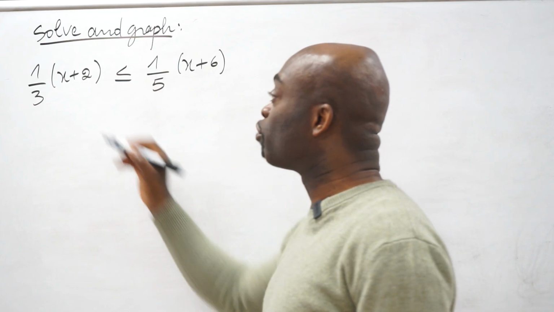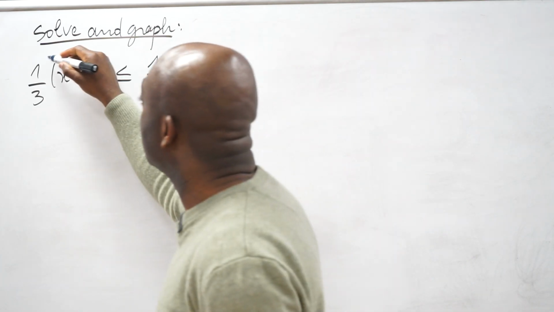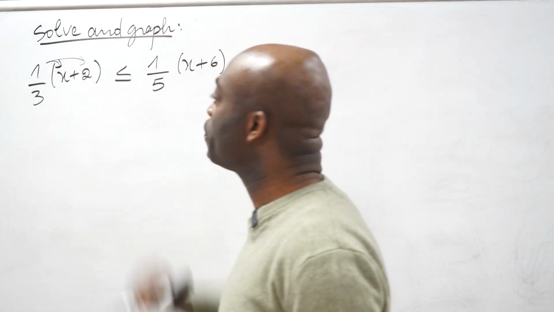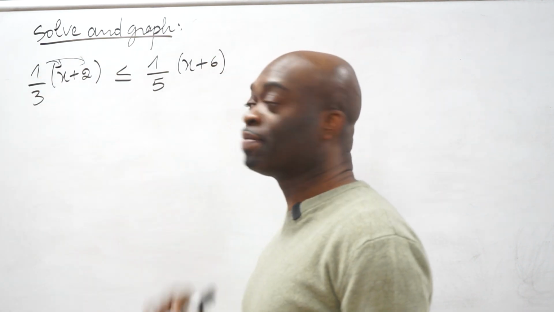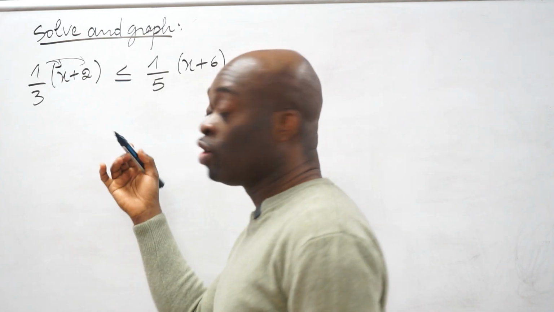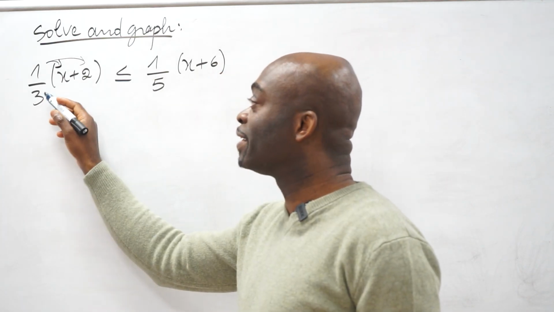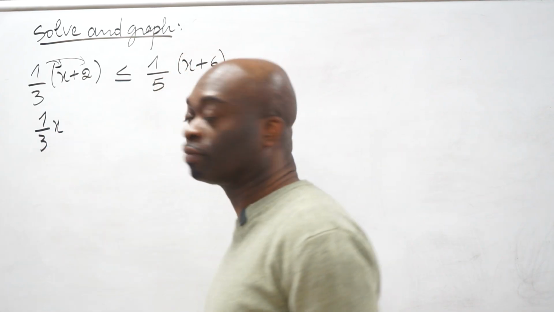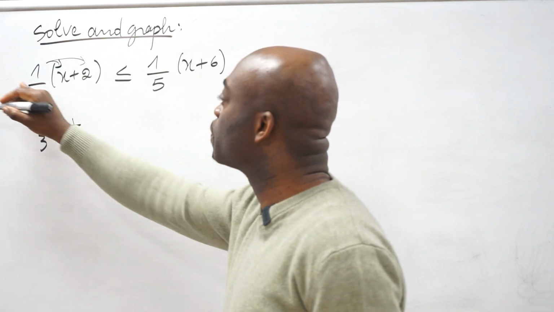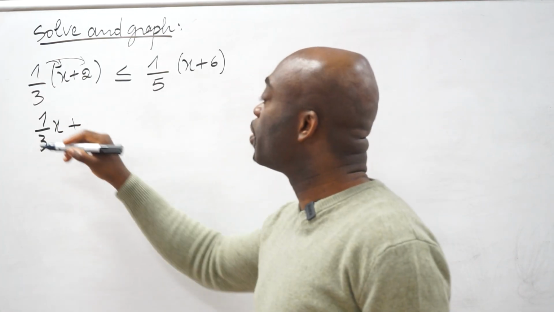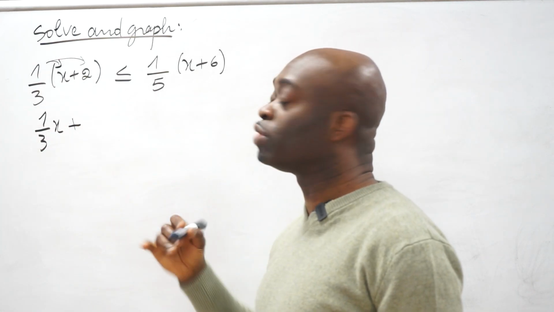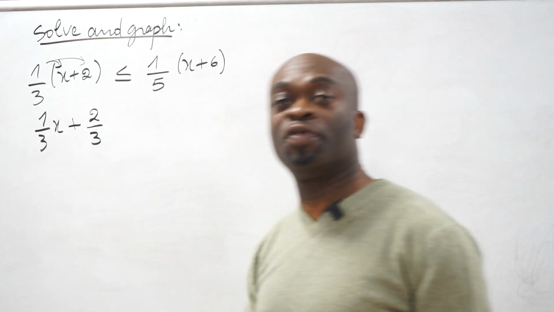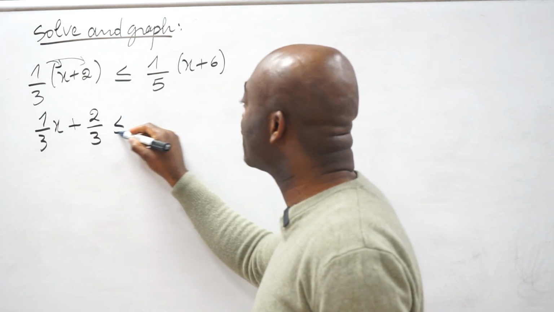So that means we have to remove the parentheses first by multiplying 1 over 3 by x and by multiplying 1 over 3 by 2. What is 1 over 3 times x? It's 1 over 3x. Or somebody can just say 1 times x is x, and then it's over 3. Then plus, because both numbers are positive, 1 over 3 times 2 is going to give us plus 1 times 2 is 2, and 2 over 3. Then this is less than or equal to what?